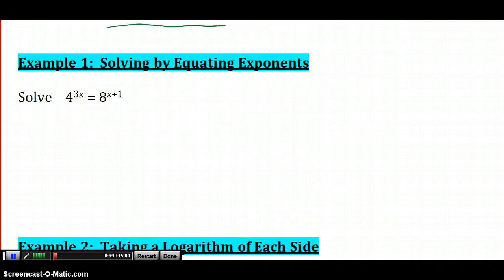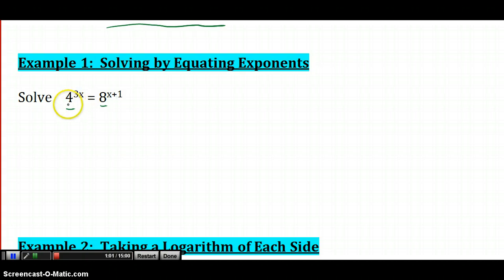We're going to solve just by equating the exponents. Now that just means that you're trying to get your bases to be the same. So here our bases are 4 and 8. Think about what number we could make these that would be the same. Well, let's try a 2, because 2 goes into both 4 and 8.